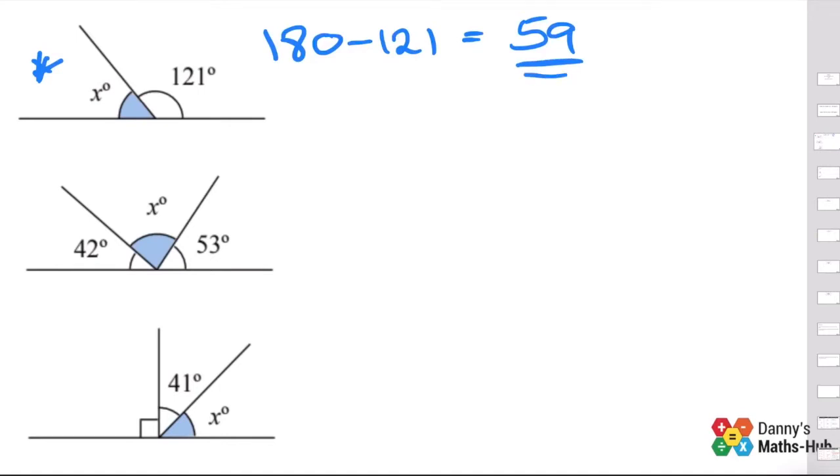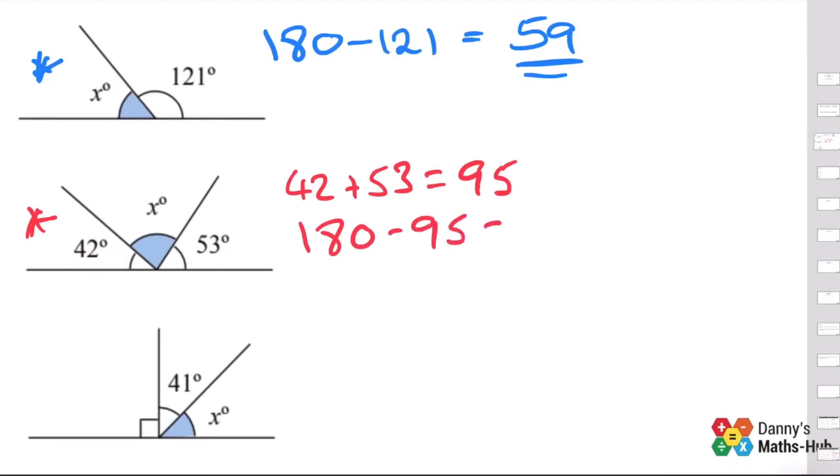Now with the second question, we have two angles that we're given and a third that we're looking for. But if we add together these two angles and get 95, well, we know that we've got 95 degrees here, so x has to be what's left over if we take 95 away from 180, which is 85 degrees. So x has to be 85.